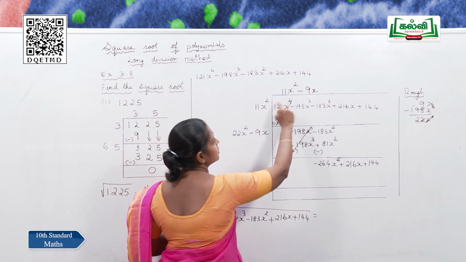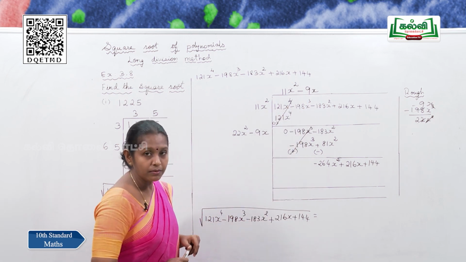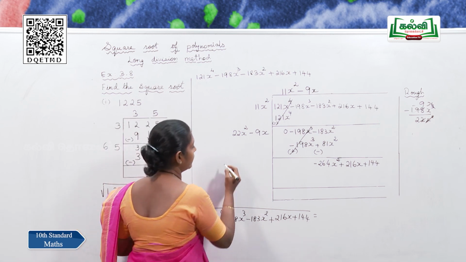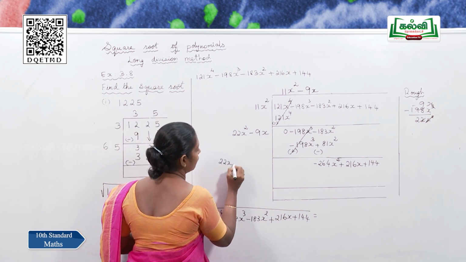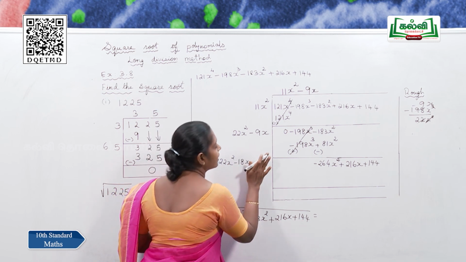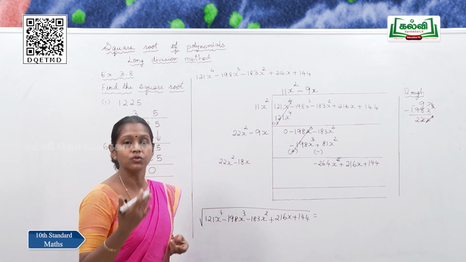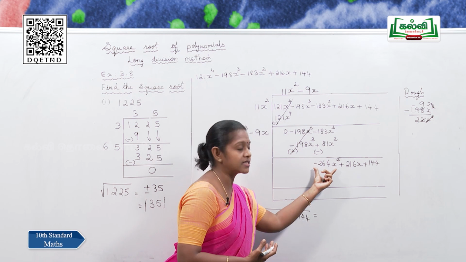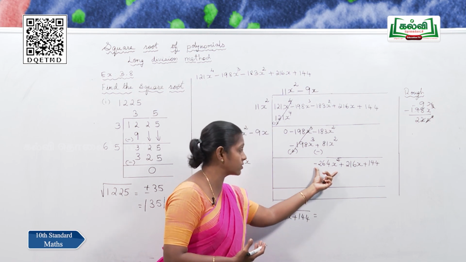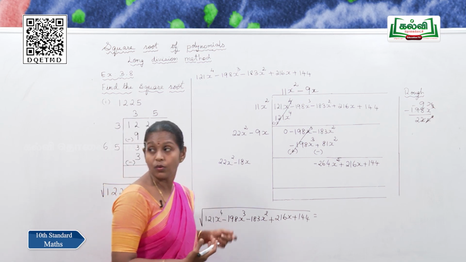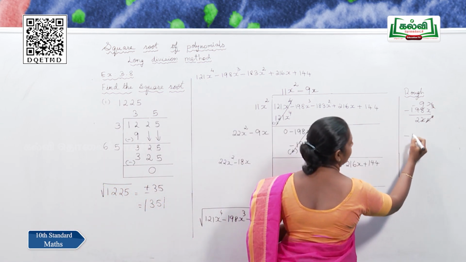See the quotient. What is that? 11x squared minus 9x. If you multiply both terms by 2, what will you get? 22x squared minus 18x, and you have to leave a gap to introduce a new term again. How should I find the new term? The first term, minus 264x squared, should be divided by what? This first term, 22x squared. So when you divide, what will you get?